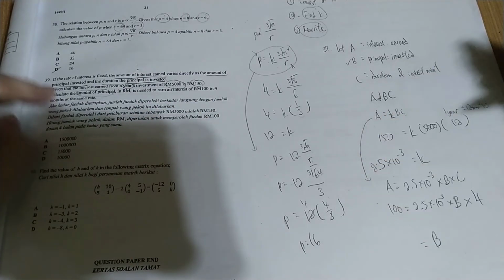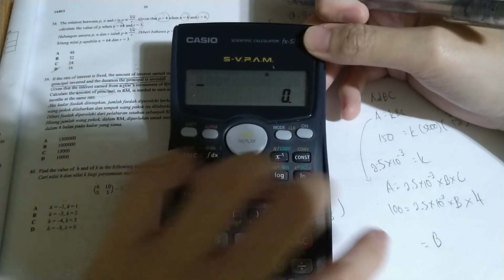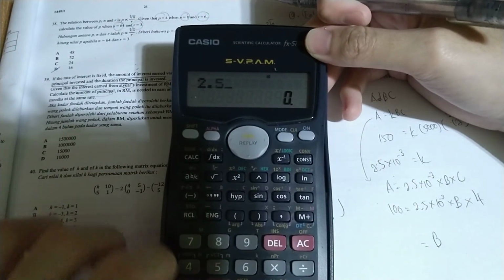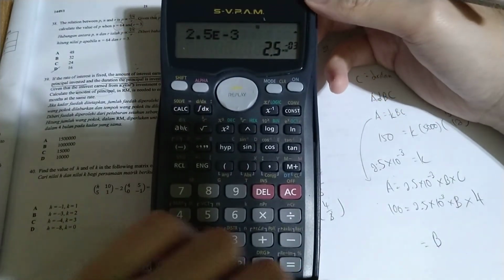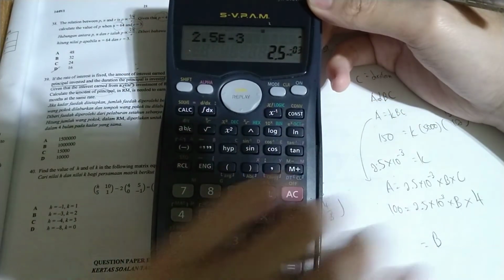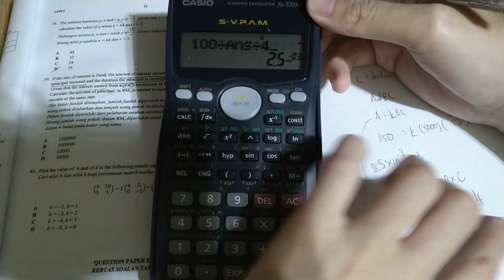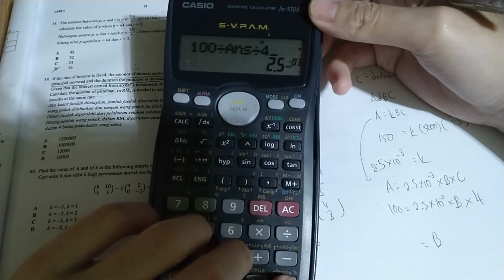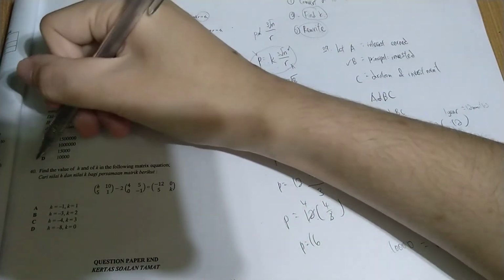So now I can find my B here. So just tekan everything, then you should get answer. So 100. Okay, kalau saya akan tekan the 2.5 exponent negative 3 first. Like this. I will tekan this thing first. And then baru saya tekan 100 divide answer divide 4. So 100 divide answer divide 4. Okay. Semua pindah jadi bahagi kan. So boom, 10,000. So the answer is D.